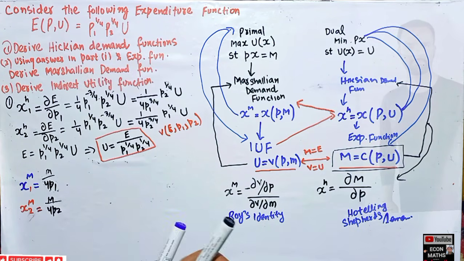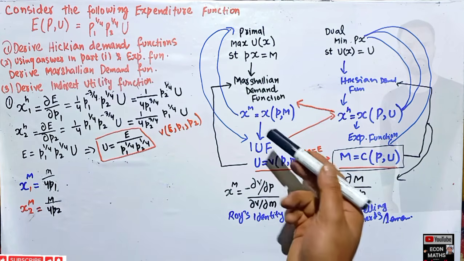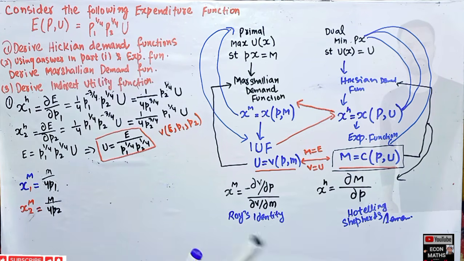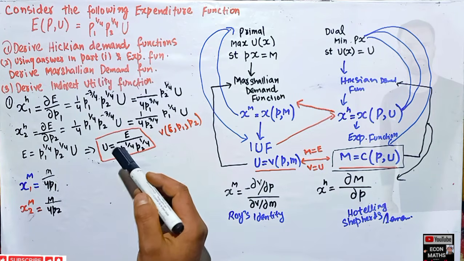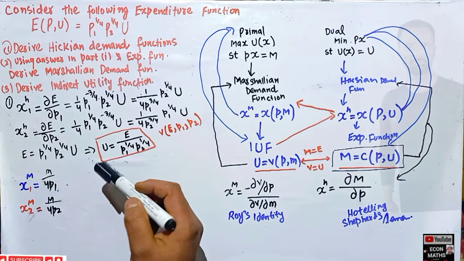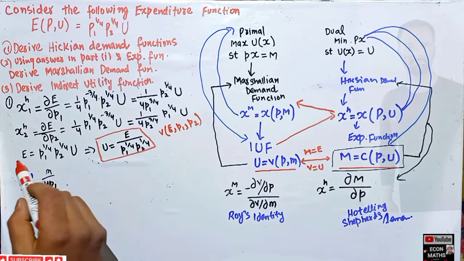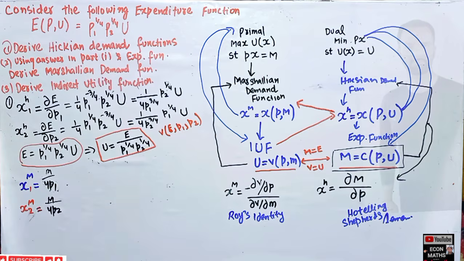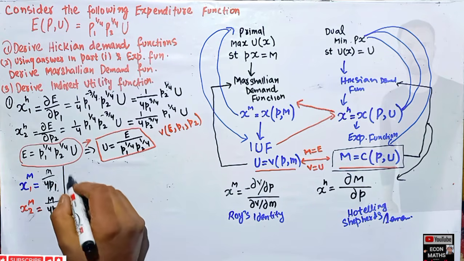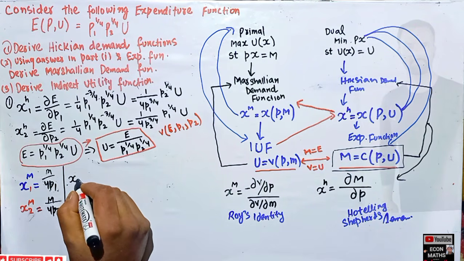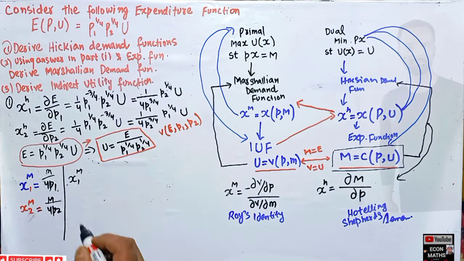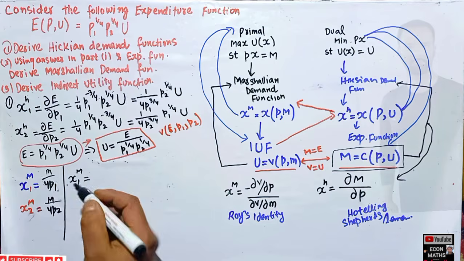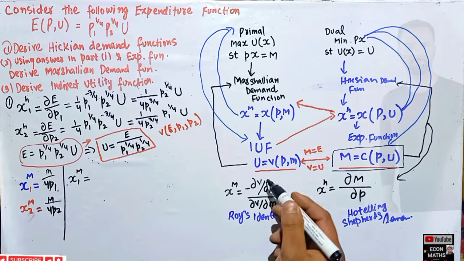Now I will use Roy's identity in calculating the Marshallian demand function from the indirect utility function. So this is our indirect utility function which we calculated from this expenditure function. Now to get the result here, let me write x1 superscript m. To get this same result using Roy's identity, we use this very function.